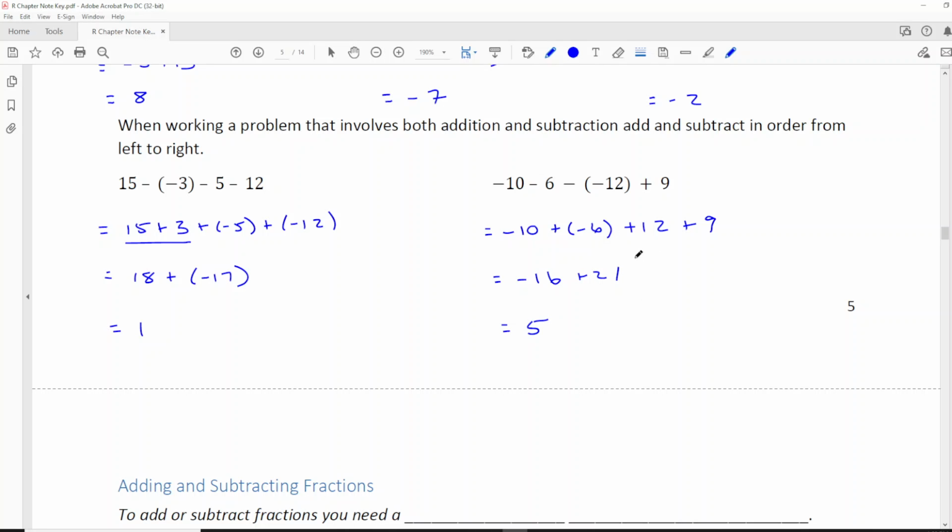But again, you can show your work in any way that makes sense to you, as long as you are getting 5 as an answer.